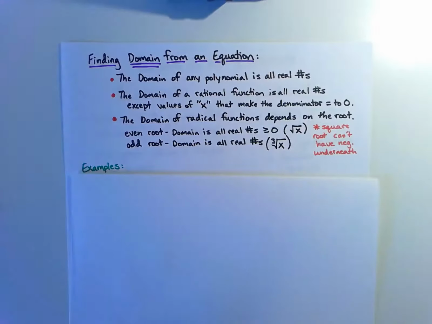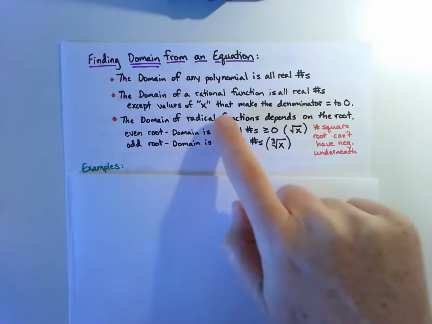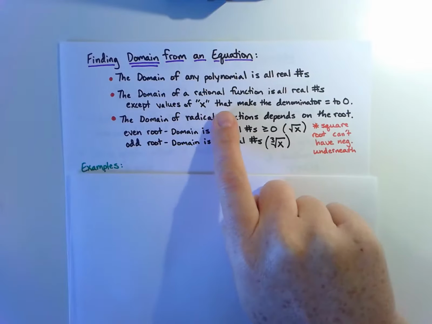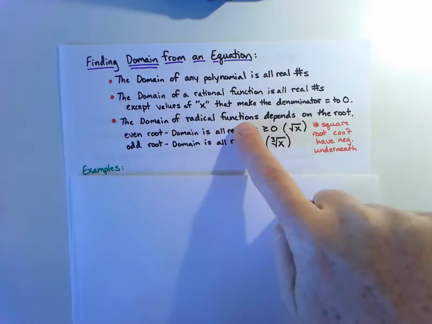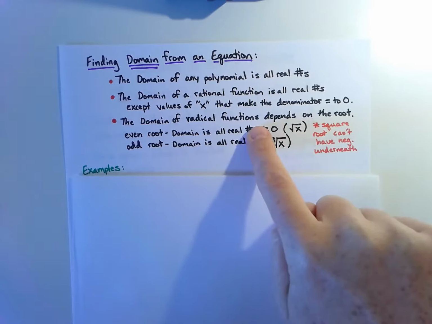The domain of a rational function is all real numbers except for anything that would make the denominator equal to 0. And then the domain of a radical function, so something with a root, will depend on the root.